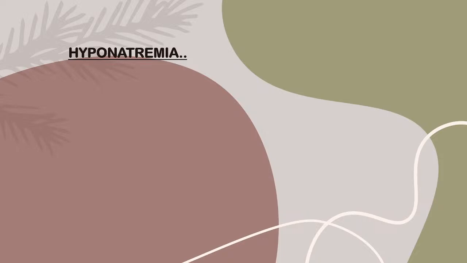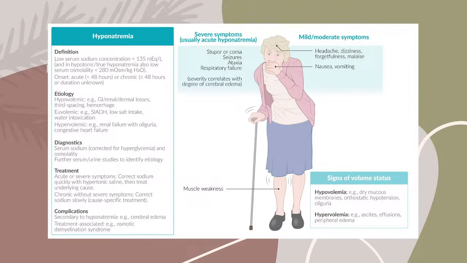Next we will discuss hyponatremia, that is sodium concentration less than 135 milliequivalents per liter. We would be discussing with the help of this chart. This is hyponatremia, as the name depicts, the lower concentration of sodium inside the body. If we discuss the definition, it is low serum sodium concentration, that is less than 135 milliequivalents per liter, and is hypotonic. True hyponatremia also has low serum osmolality.